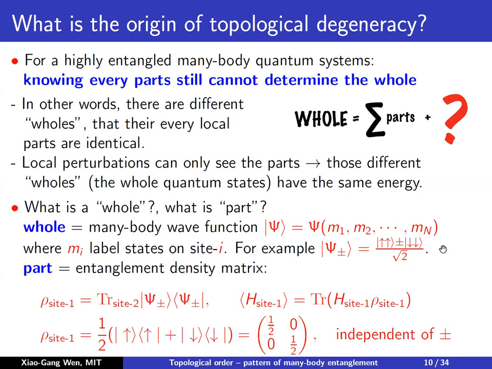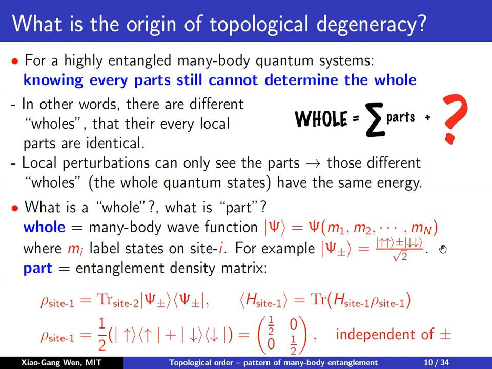But how to understand this feature is that we ask whether knowing the parts, knowing every part, can specify the whole wave function or not. We're using this property to specify this very strange feature. And this strange feature is what we call topological order. So this is really the relation between topological order and entanglement.